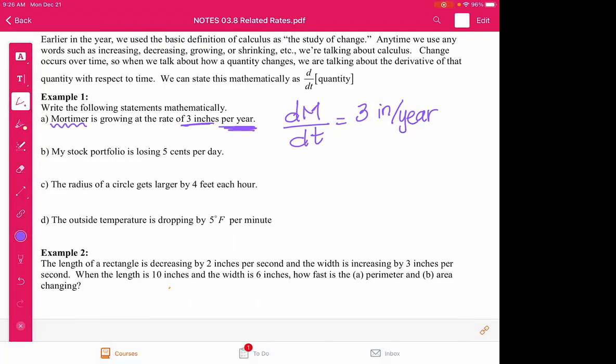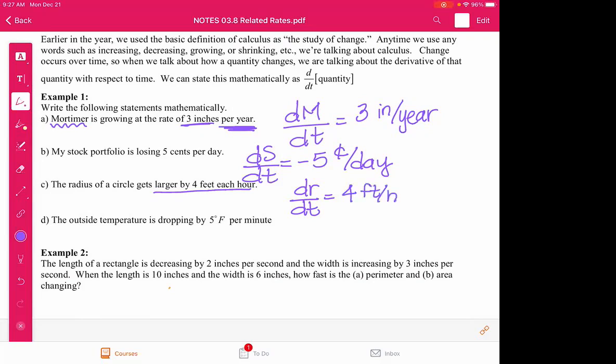All right, part B. My stock portfolio is losing 5 cents per day. If you want to call stock S, you could say ds dt for your stock. And since you're losing 5 cents a day, this would be negative 5 cents per day. Okay. Part C. The radius of a circle gets larger by 4 feet each hour. So dr dt, and it's getting larger, so positive 4 feet per hour.